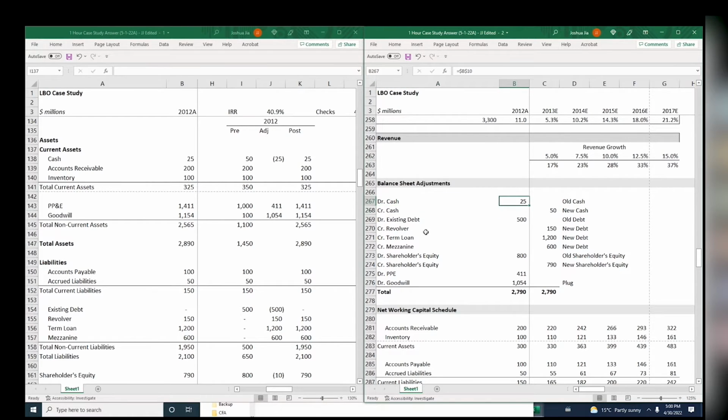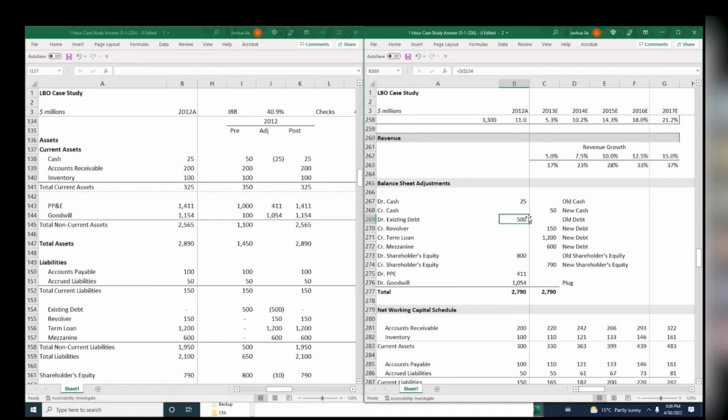For example, one of the simplest things we need to do is just get rid of the old cash and put in the new cash, right? That's not a super complex thing. The old cash was 50 million, if you remember, and for the new cash, we have to put in the minimum cash balance of 25 mil. So that's where that's from. So that's done. Okay, great.